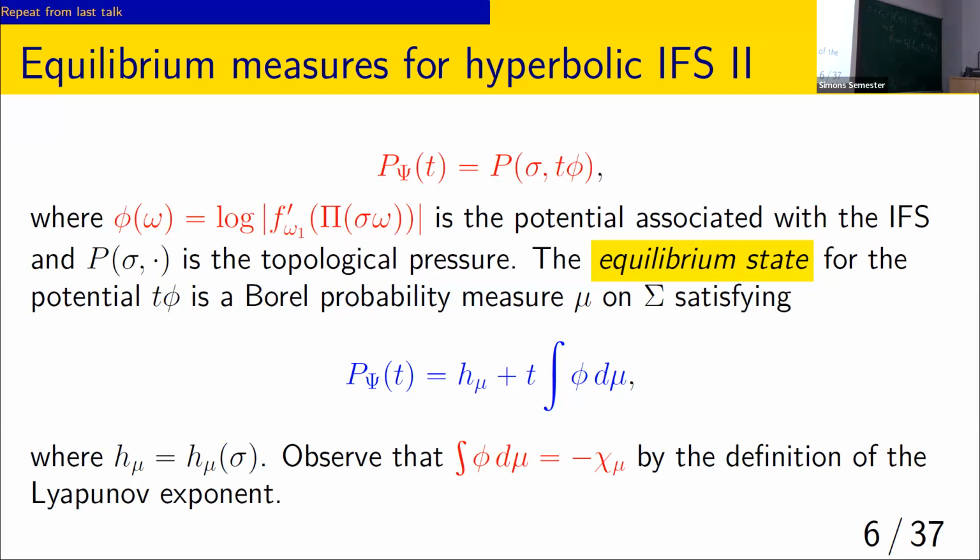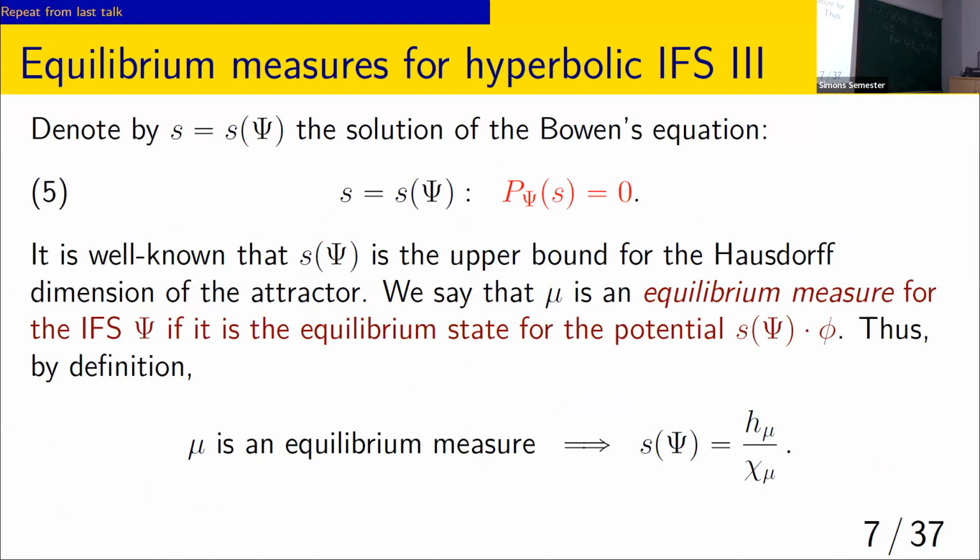And then we say that the measure is an equilibrium state. Anti-Kalimaki spoke about this kind of thing, that there exists a measure. So it is an equilibrium state for the potential T times phi, where T is a positive number. The measure is an equilibrium state for this potential if this blue equality holds, so that the pressure is the entropy plus T times the integral of phi, but the integral of phi is just the negative of the Lyapunov exponent. So h of mu plus T times the negative of the Lyapunov exponent is equal to the pressure, then we say that this is an equilibrium state for the potential T times phi.